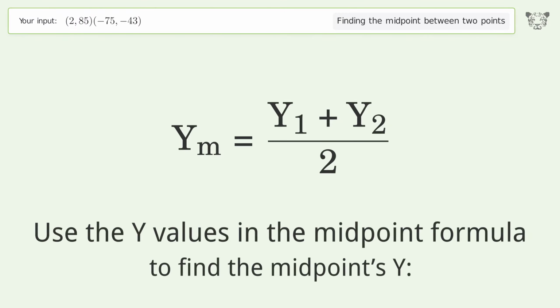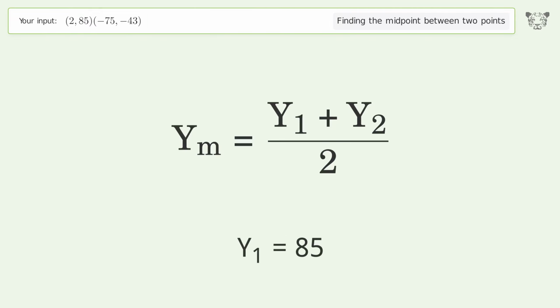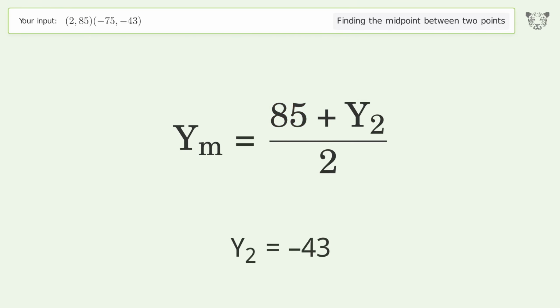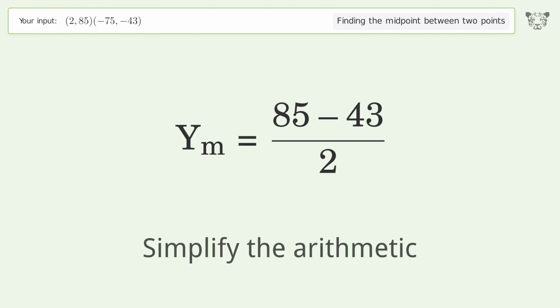Use the y values in the midpoint formula to find the midpoints y. y1 equals 85. y2 equals negative 43. Simplify the arithmetic.